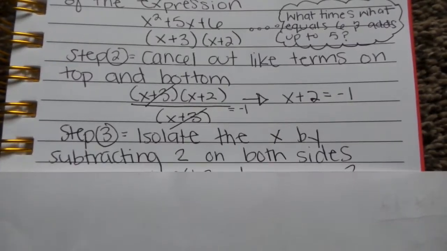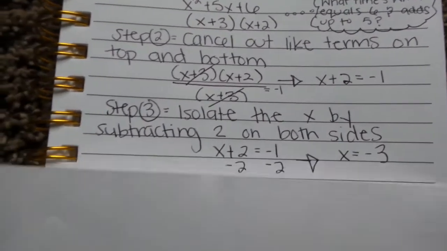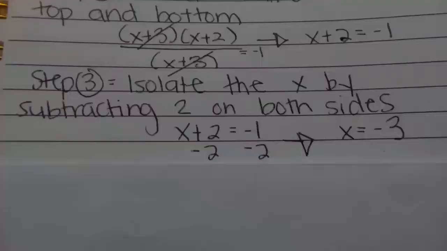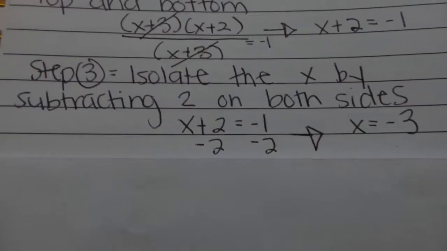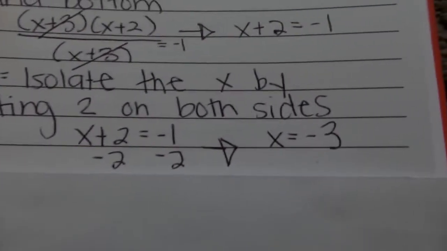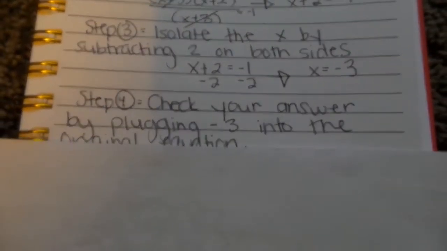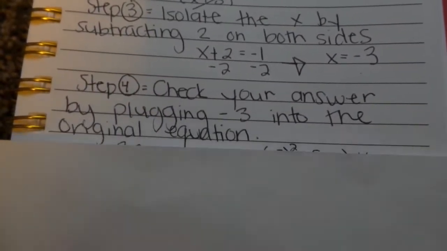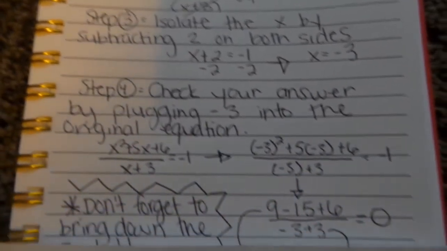On your third step, you're going to isolate the x by subtracting 2 on both sides. X plus 2 equals negative 1. You're going to subtract 2 to both sides like so, and you're going to end up with x equals negative 3. On your fourth step, you're going to check your answer by plugging negative 3 into the original equation.